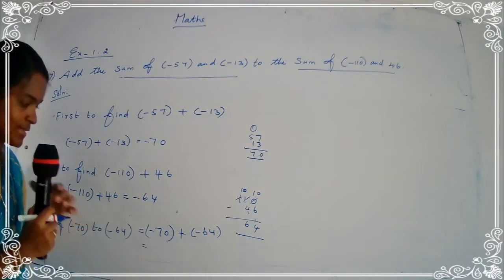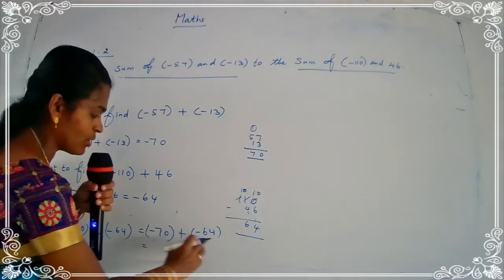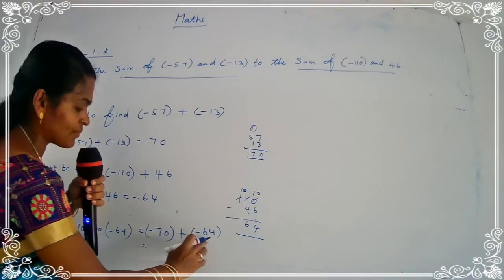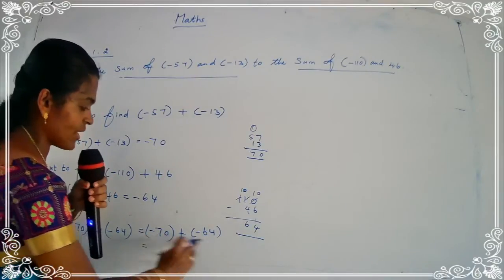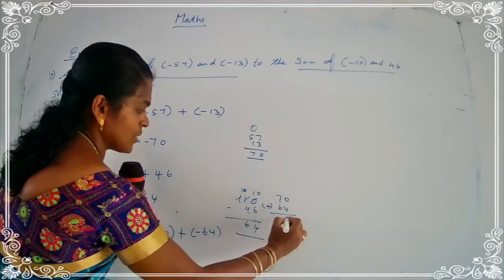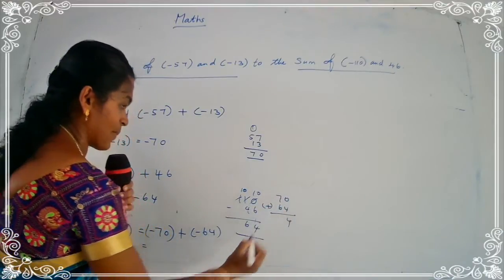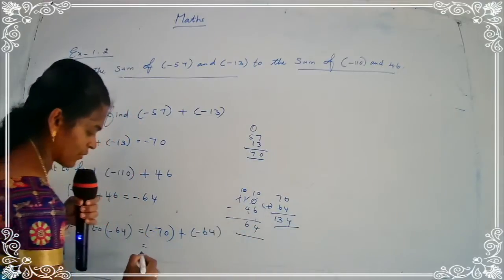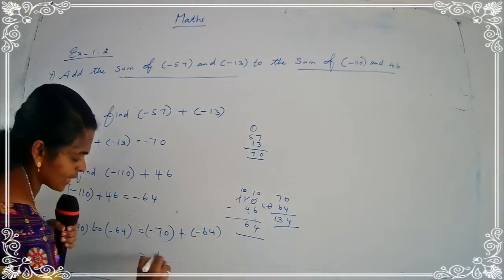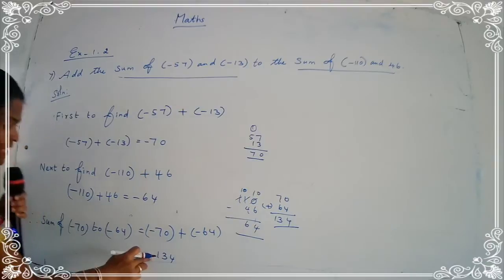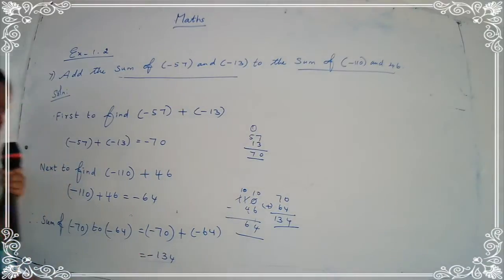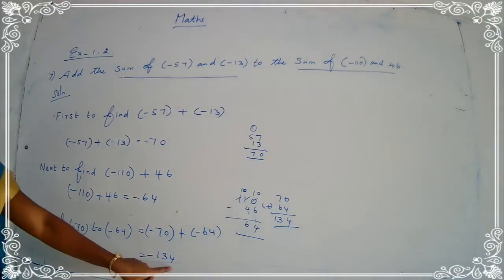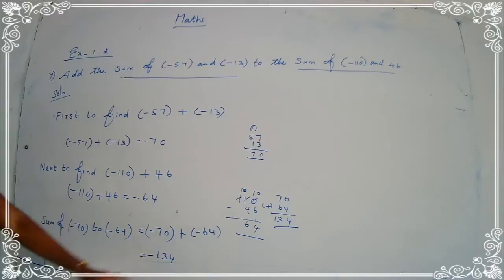Yes. So minus 70 plus minus 64 is equal to, first we add their absolute values. So 70 plus 64. What is the answer? 0 plus 4, 4. 7 plus 6, 13. Okay, so therefore your answer is 134. Which sign will come? Minus. Why minus? Here both integers have a negative sign. So that's why your answer is minus 134.